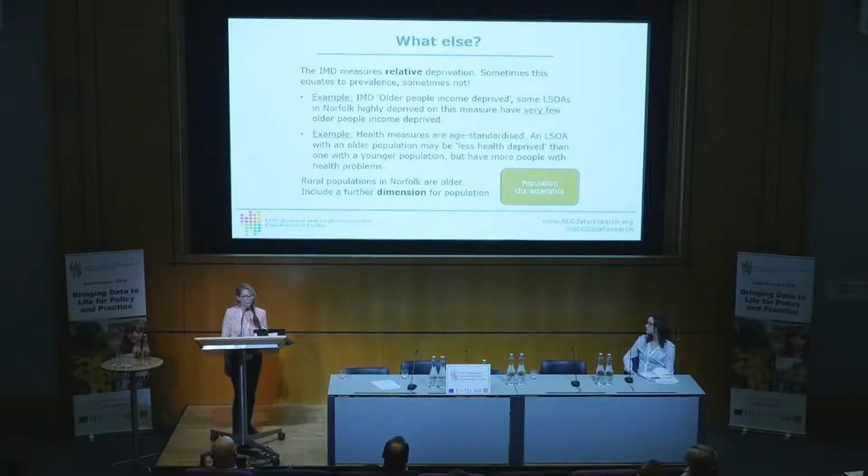So what else? We put in a third dimension, and this is because the IMD measures relative deprivation. So sometimes this equates to prevalence and sometimes not. So for example, we were looking at doing a needs assessment for a project called SAIL, which is aimed at older people who are disadvantaged. It's a physical activity intervention. And we looked at a supplementary index attached to the indices of multiple deprivation, older people income deprived. And what we found in Norfolk is that some LSOAs, which are little geographic areas, are highly deprived on this measure, but they have very few older people income deprived. And that's because they're young LSOAs, because what they're doing is measuring the proportion of older people that are income deprived. If you have a very young LSOA, that's not many people.